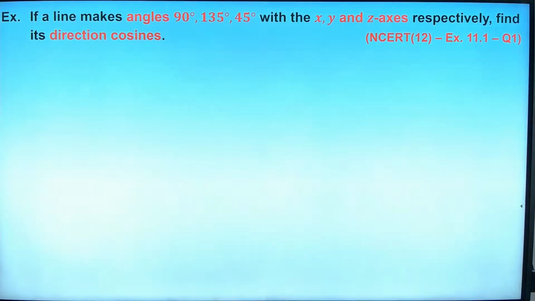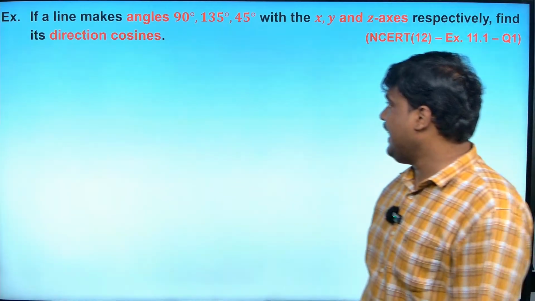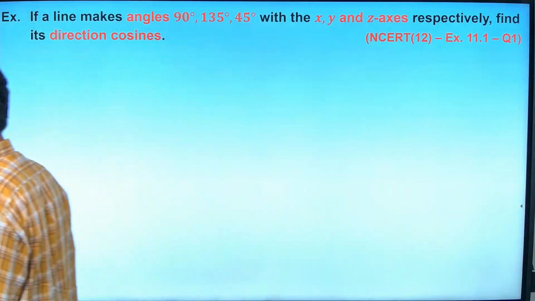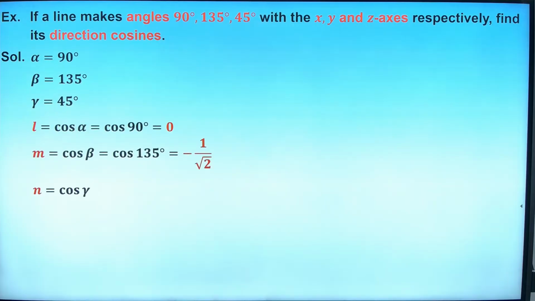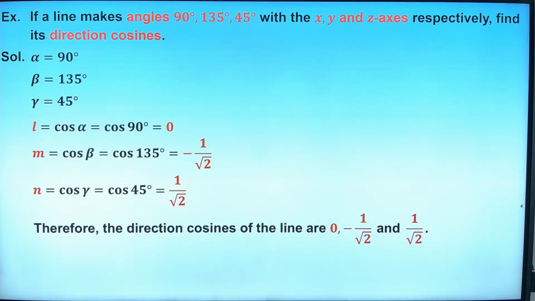If a line makes angles 90, 135, 45, find its direction cosines. Cos 90, cos 135, cos 45. So alpha beta gamma, so I will get 0, minus 1 by root 2 and 1 by root 2. So they are called L M N. Is it okay, guys?